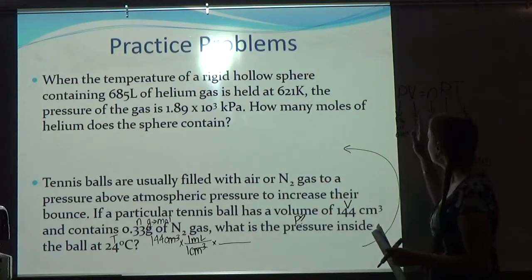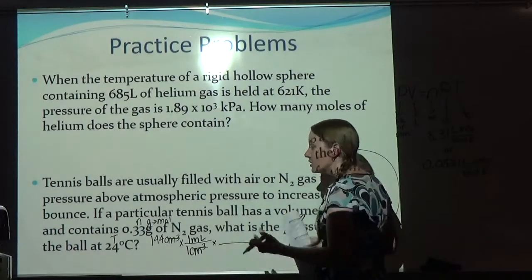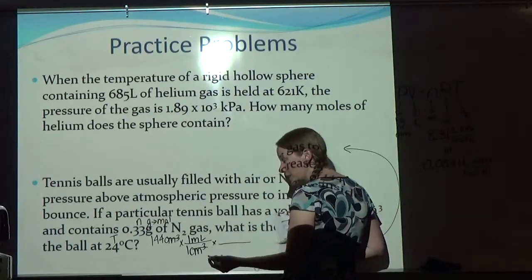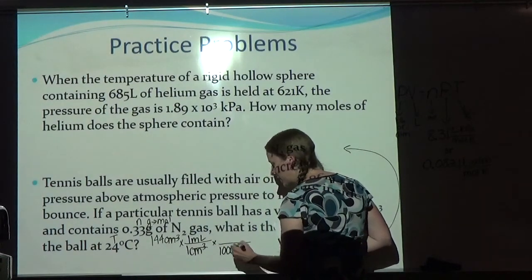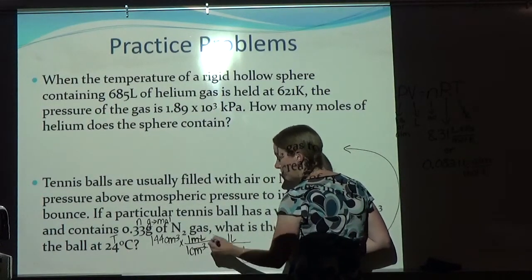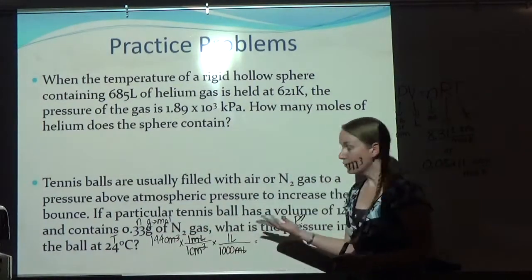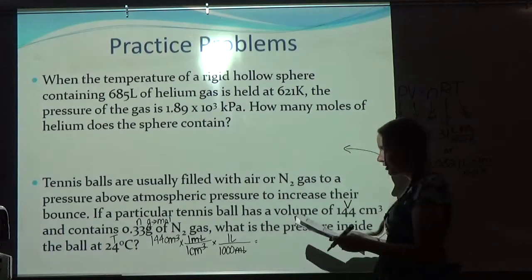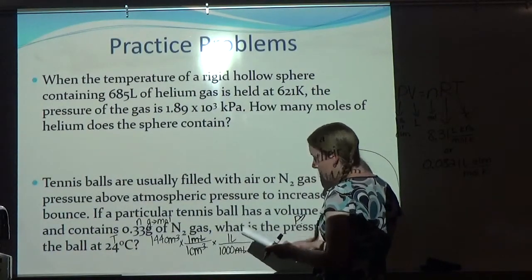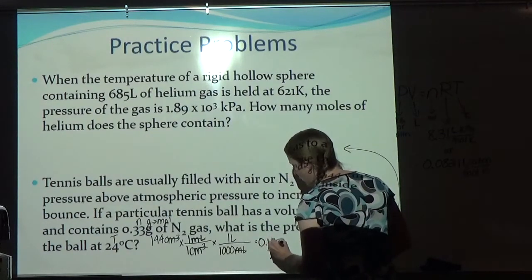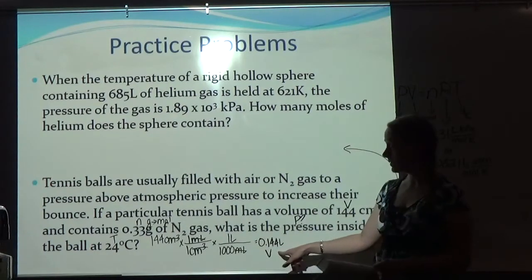However, I can't plug milliliters in for volume in the ideal gas law. I have to use liters. So I know 1,000 milliliters are in 1 liter. Since I have milliliters on top, I put my 1,000 milliliters on bottom, my 1 liter on top. So now milliliters cancel. So then I just do 144 divided by 1,000. That's all we're doing here. All right, so we of course get 0.144 liters, and so this is what I'm going to plug in for volume.